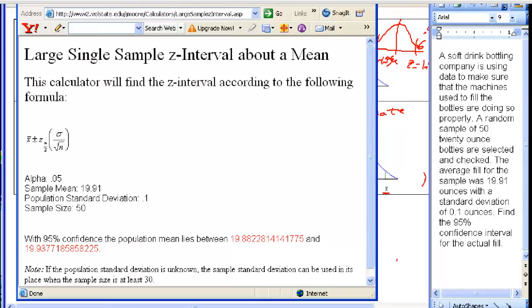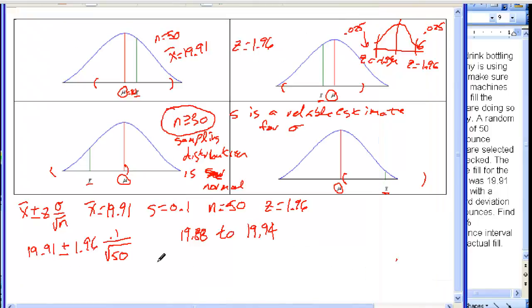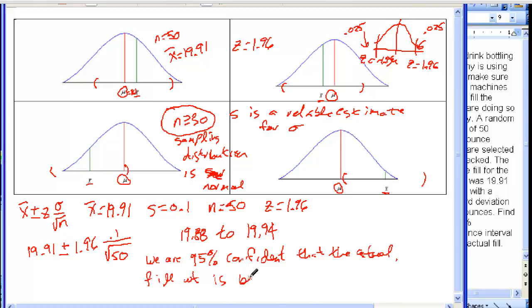Another way to say that, to go more along with the application, would be to say we are 95% confident that the actual fill weight is between 19.88 and 19.94 ounces.